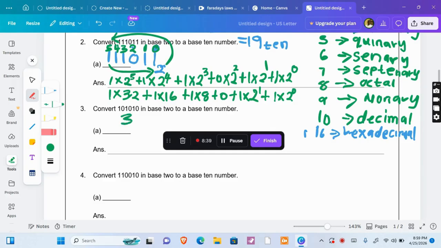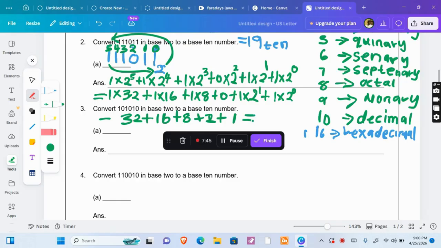1 times 32 is 32. And then 1 times 16, that's 16. Plus 1 times 8, that's 8. Plus 0, that's still 0, it's gone. 1 times 2 raised to the power 1. 2 raised to the power 1 is 2, and 1 times 2 is 2, so it's still the same. Plus 1 times 2 raised to the power 0. I want you to know that 2 raised to the power 0 is 1. So that's 1 times 1, and 1 times 1 is 1.